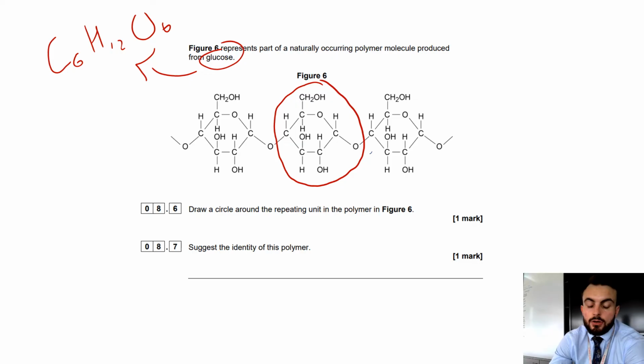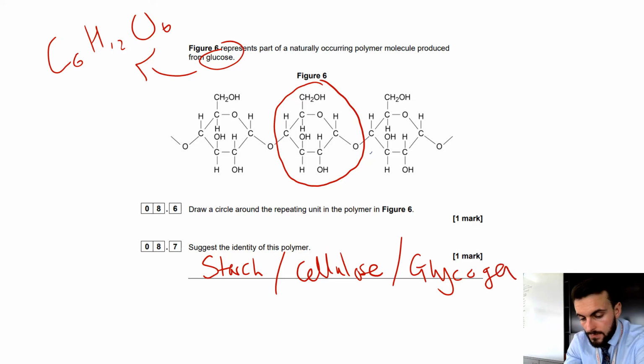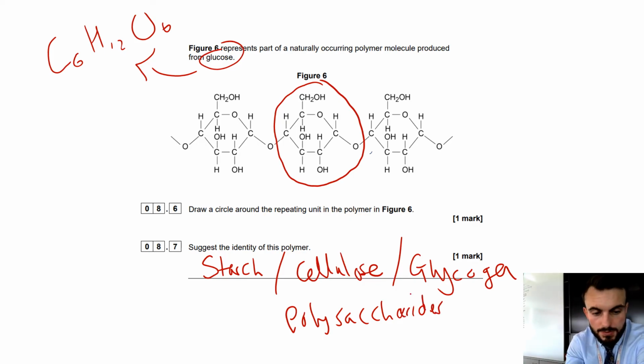Then we look at suggesting the identity of the polymer. So you should hopefully know at this point that glucose is broken down in the body, mainly from foods that we have. It's carbohydrates that it's broken down from, and that is specifically called starch. You could also have cellulose, because cellulose is a built up polymer structure of glucose. You could have glycogen. You could also have polysaccharides. Any of those will do.